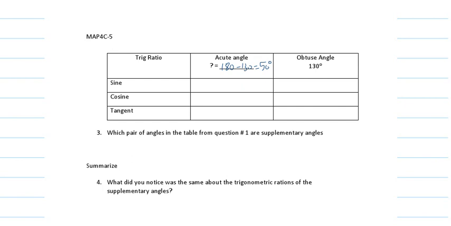So sine of 50 is 0.766. Okay? Cosine of 50 is 0.6427. Okay. Tangent of 50. Now you don't have to use a calculator, you just have to copy them. Sine is going to be exactly the same. Cosine is going to be negative that. And then the tangent is going to be also negative.